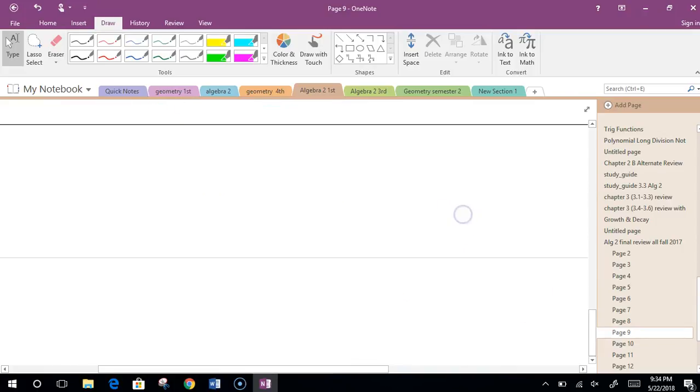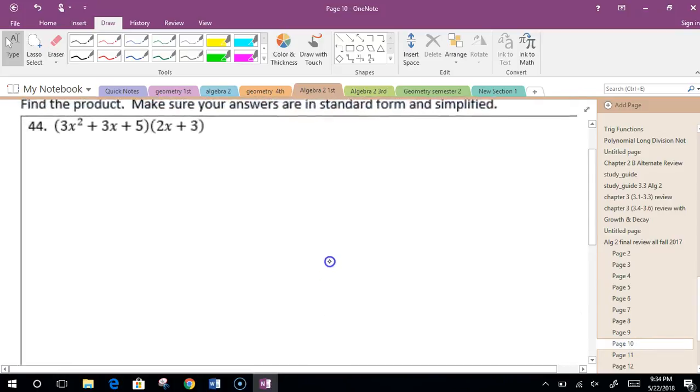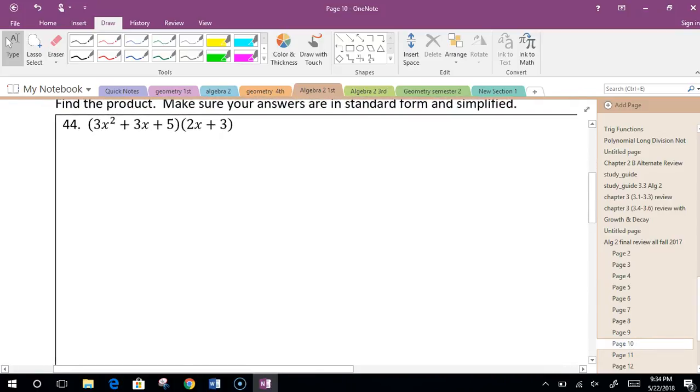Okay, moving on to the next part, which is something that will most likely show up on your exam. This question right here, question 44, on some of the study guides I believe this is question 42, but again, this is the distributive property. You are multiplying a trinomial times a binomial. So we're going to take every term in here and multiply it by the binomial.